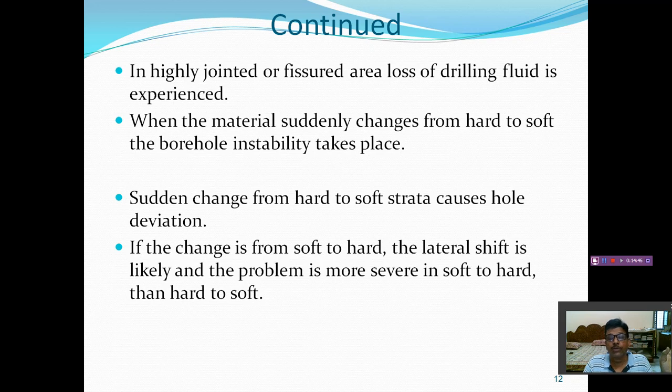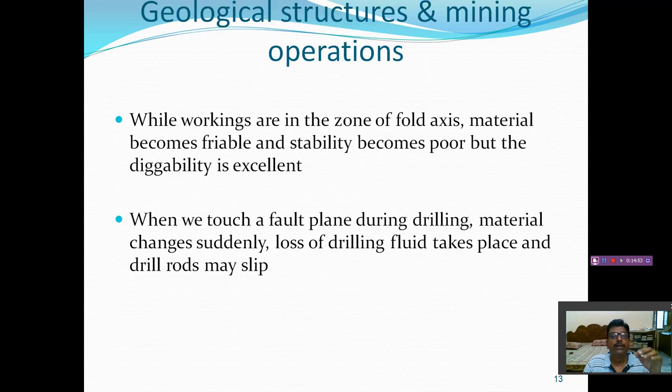Sudden change from hard to soft strata causes hole deviation. The verticality will change. Now, while workings are in the zone of fold axis, material becomes fragile and stability becomes poor. Means you don't think a small size, it is a very huge.